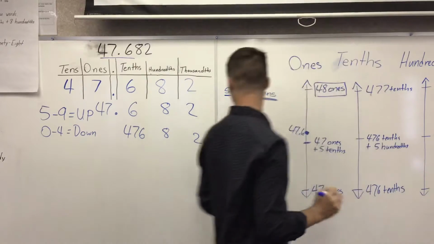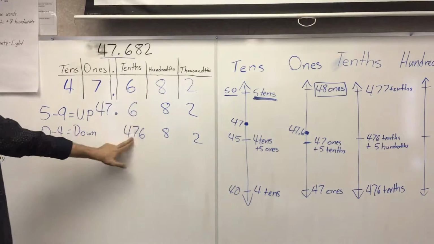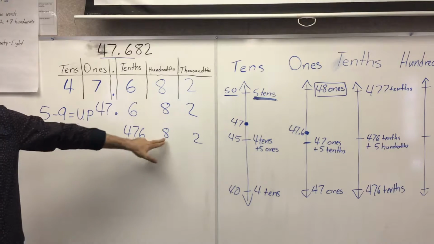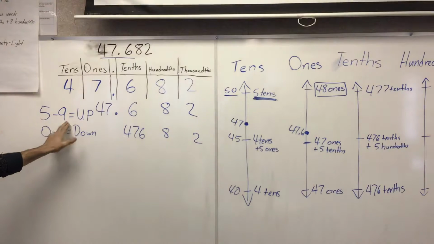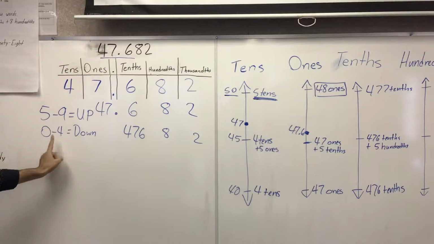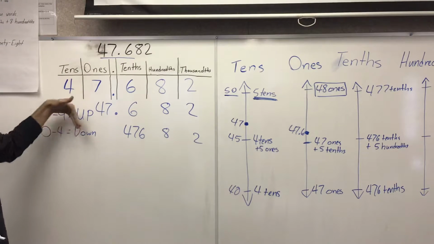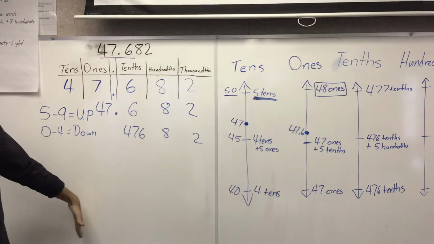Now let's look down here at what I've got. I've got my 476 tenths, and for my next unit I have an 8. Now let's remember, if it's 5 to 9, we're rounding up, and if it's 0 to 4 in your next unit, it means we're rounding down.